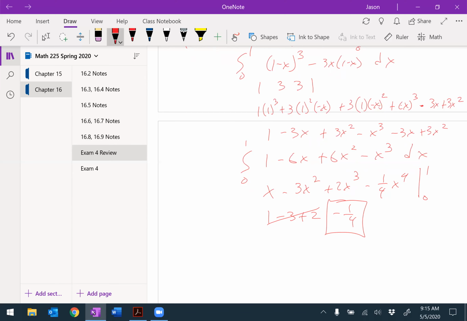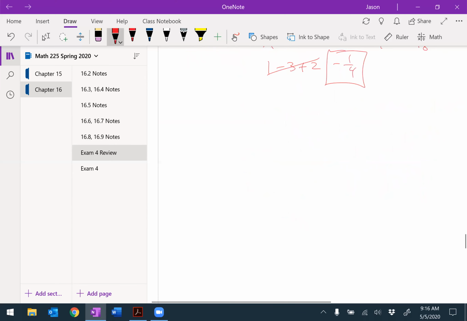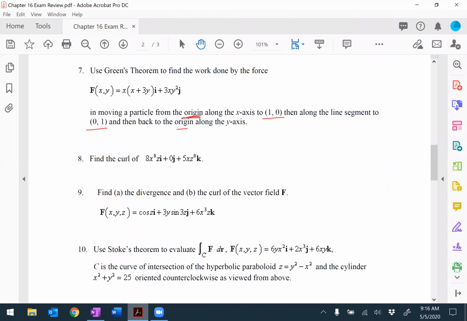Okay, let's do 8 and 9. Well, let's start with 8. Okay, 8 says that I want to find the gradient, or sorry, find the curl of 8x cubed zi plus 0j plus 5xz to the 8th. Let's find the curl on that one.